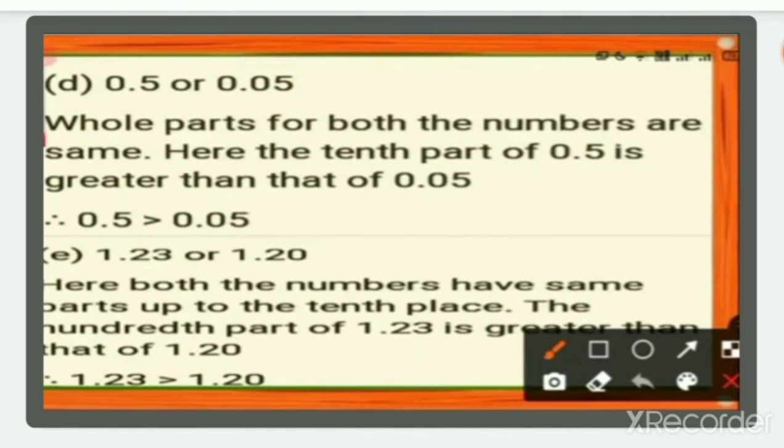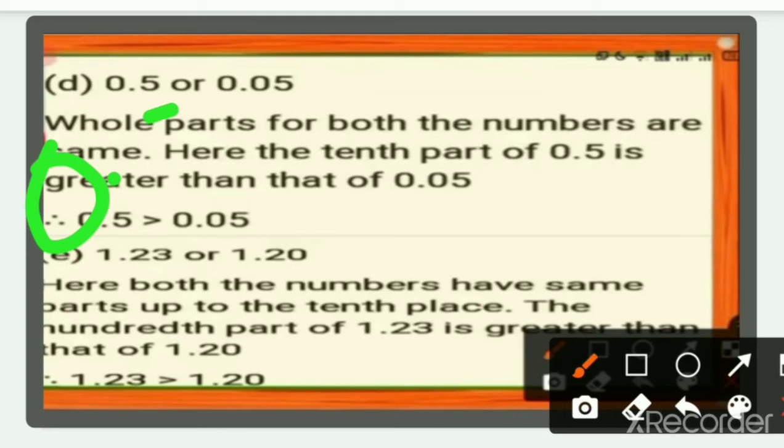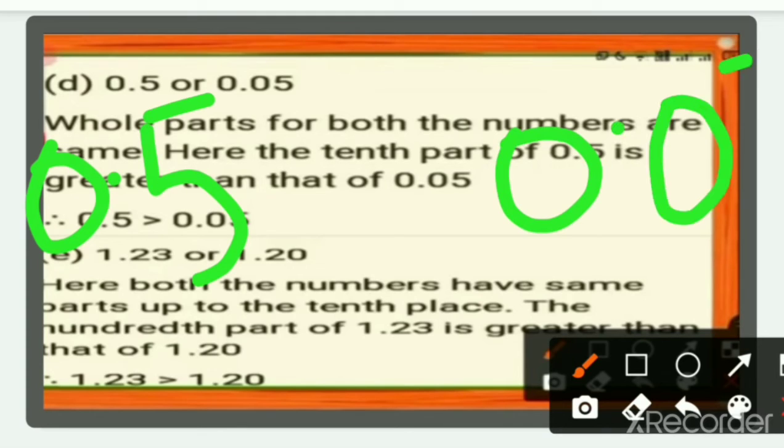Now move to the next one. We have 0.5 or 0.05. Which one is greater? Whole parts for both the numbers are the same. It means this is also 0.5, this is also 0.05. Whole part is the same. Here the 10th part of 0.5.